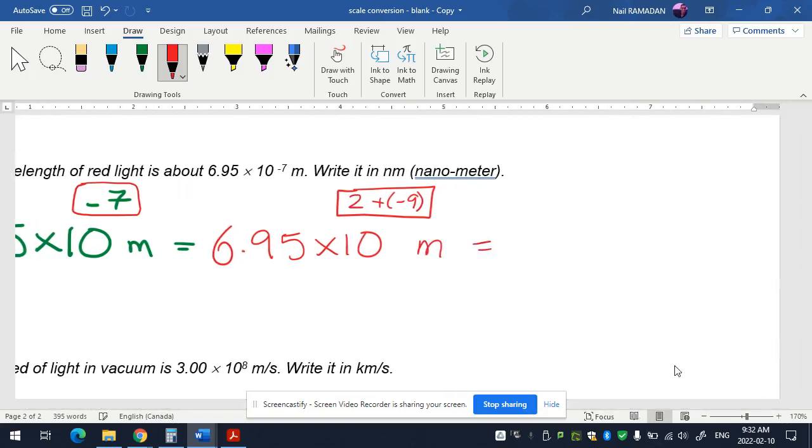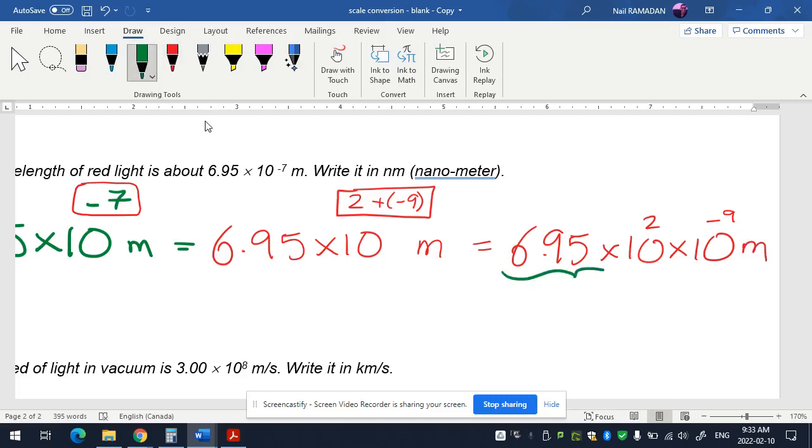Equals, can I split my tens now? There's nothing left to do but that. So 6.95 times 10 times 10. The first 10 takes the 2. The second 10 takes the minus 9. And what am I still missing? I still need to put the unit, meter, yes. And finally, hey, what's 10 to the 2? 10 times 10. 10 times 10 is 100. So really, it's going to become what? 695. And what does this part become with the multiplication sign? Nano.